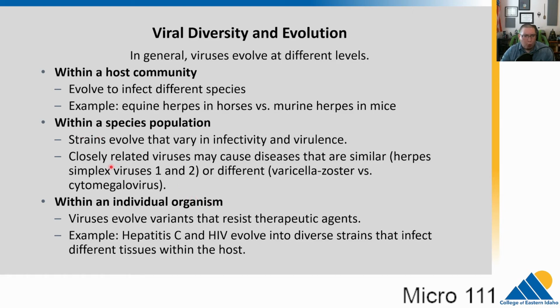And then there are viral populations within an individual organism. So a person, right, inside of me, viruses would evolve different forms. Variants might evolve that are resistant to therapeutic agents. Hepatitis C and HIV are well known for this. They evolve into diverse strains that can infect different tissues within the host and will become resistant to therapies. HIV is a case study in evolution. You give someone drugs to treat their HIV, it will evolve, and it stays with them for the rest of their life, and that evolution will continue to occur.